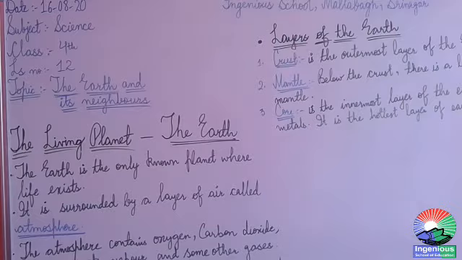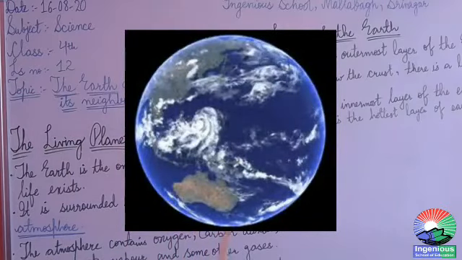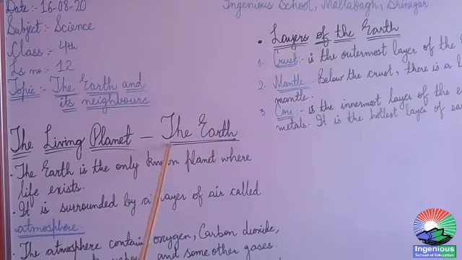My dear students, this is your science class. As you all know, the chapter we are studying in science is lesson number 12, and our topic is the earth and its neighbors. Today our subtopic is the living planet, that is the earth. Today we are going to learn about the earth.